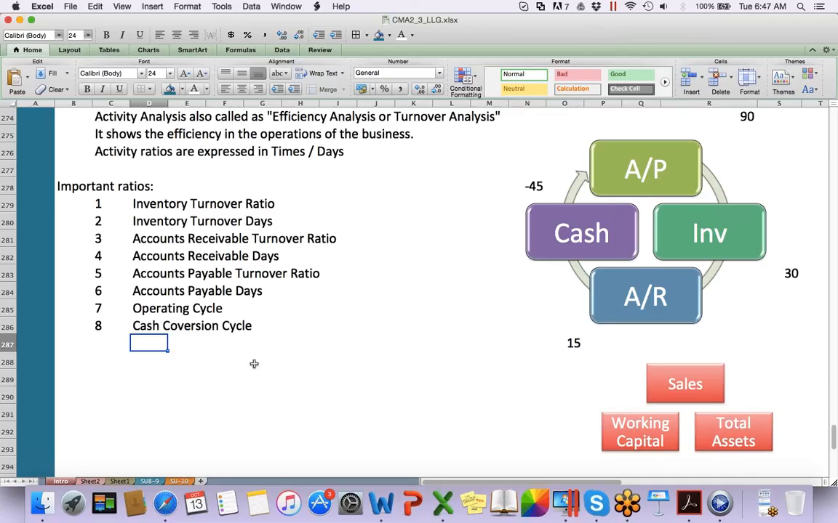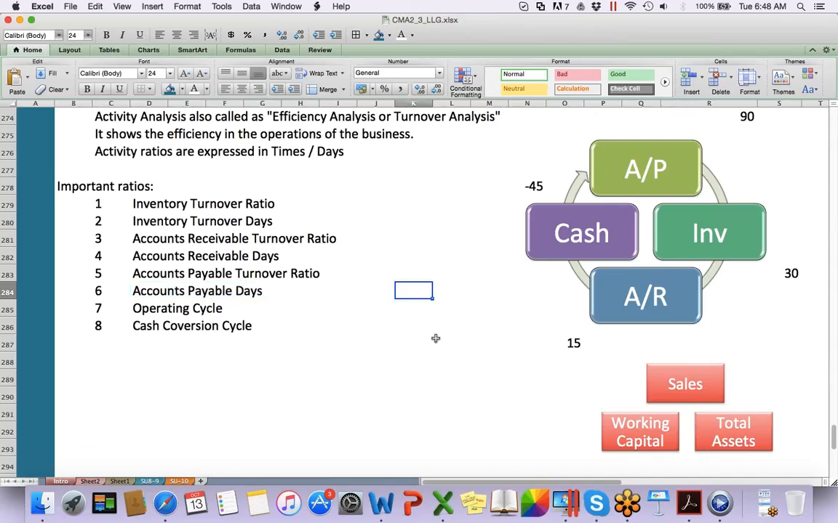So please remember all these 8 ratios, which are expressed in either times or days. Whenever I say inventory turnover days, accounts receivable turnover days, accounts payable days, these will be expressed in days. Whereas the turnover ratios are called time ratios, meaning they are to be expressed in times, 3 times, 4 times, 5 times, like that. Always remember, times means times in a year. Days means days in a year.